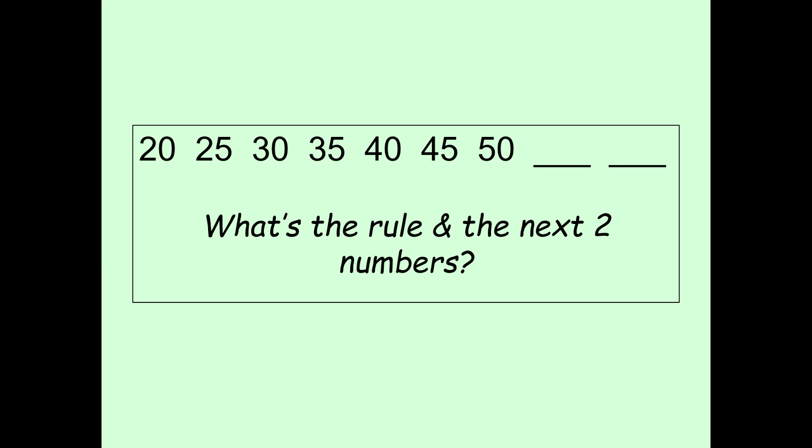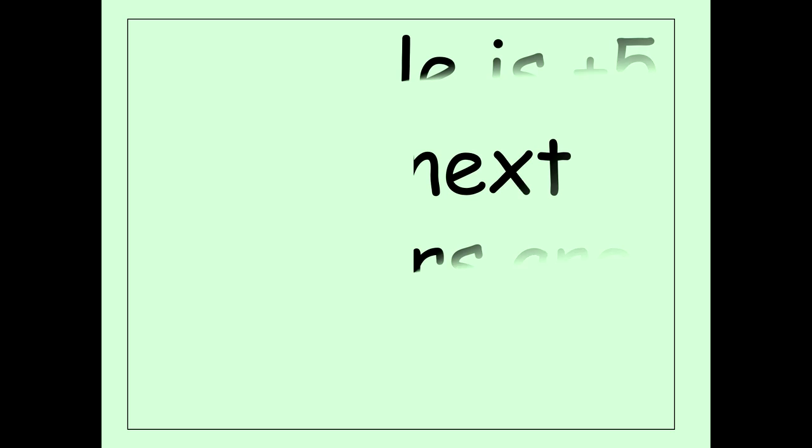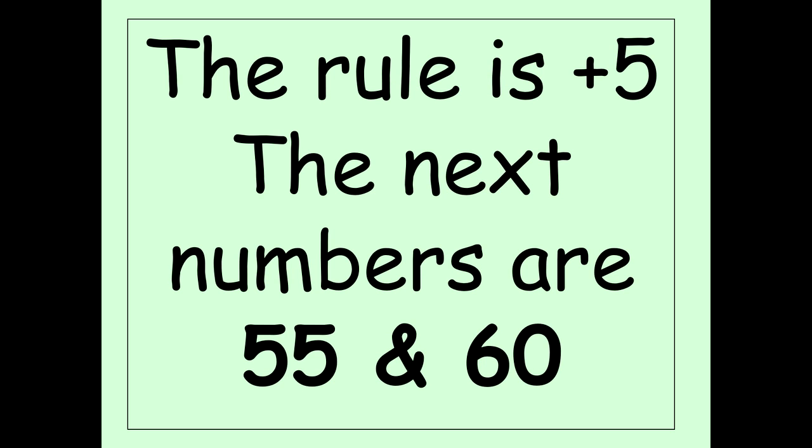We've got another one here. This time we start all the way up at 20. We jump to 25, 30, 35, 40, 45, 50. Now this time, can you write down the next two numbers for me and the rule? Ready? 5, 4, 3, 2, 1. That's right. The rule is +5. So the next two numbers are 55 and 60.